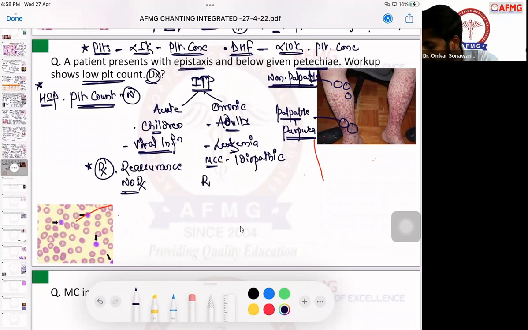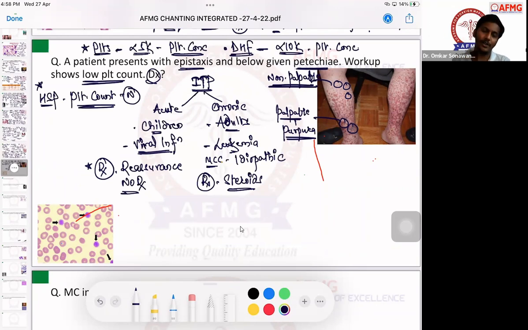Whereas in cases of chronic ITP, the first line treatment, the drug of choice, would be steroids. If the patient is not responding to steroids, we can give IV immunoglobulins. No issues with this, anybody? And the last resort would be splenectomy, if the spleen is destroying these platelets. No issues with this, I hope.